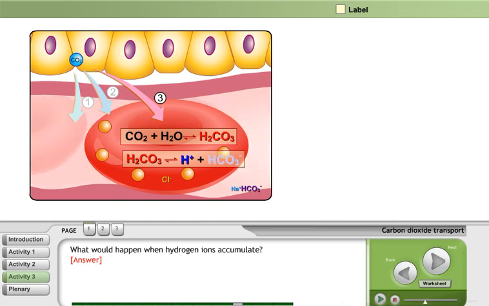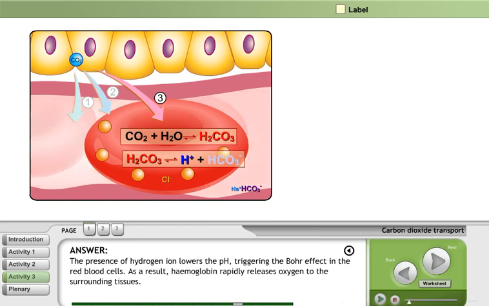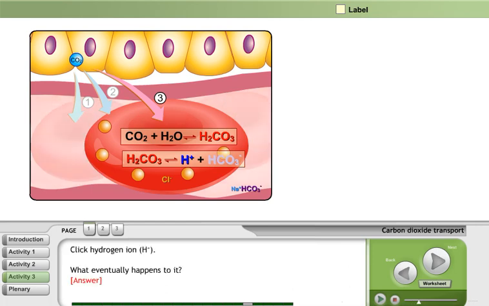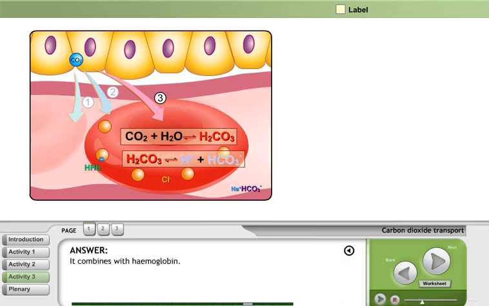What would happen when hydrogen ions accumulate? Answer: the presence of hydrogen ion lowers the pH, triggering the Bohr effect in the red blood cells. As a result, hemoglobin rapidly releases oxygen to the surrounding tissues. Click hydrogen ion. What eventually happens to it? Answer: it combines with hemoglobin.